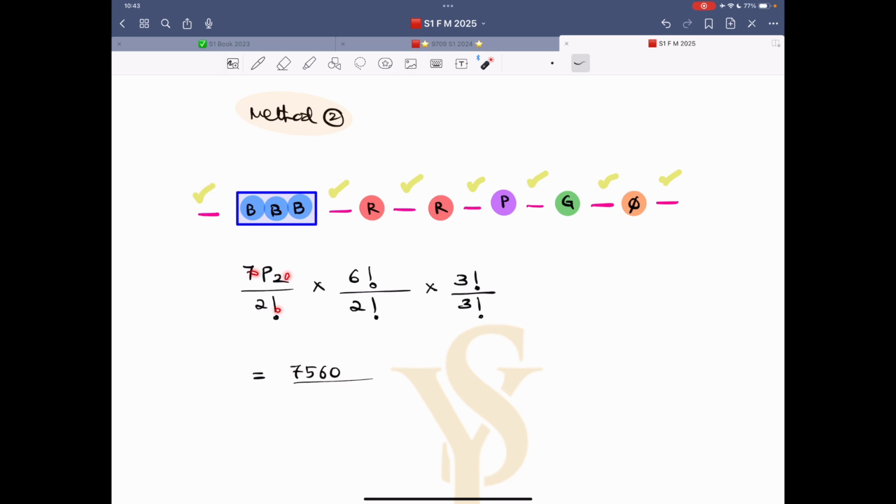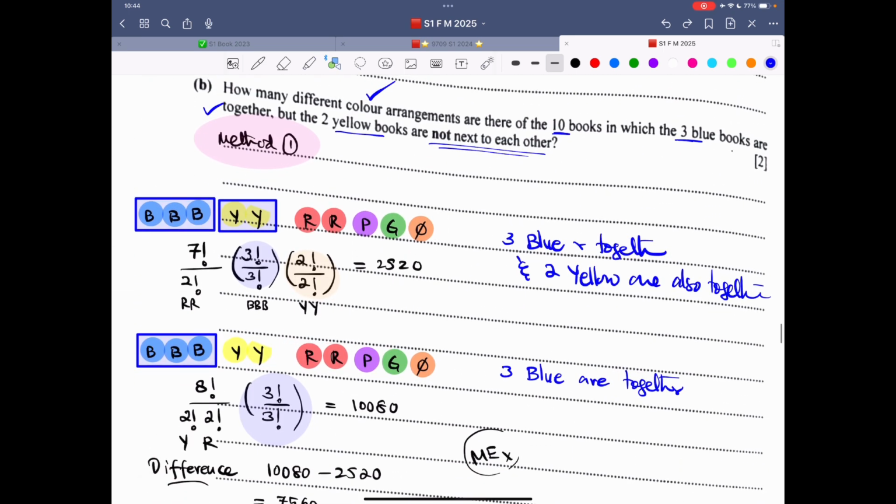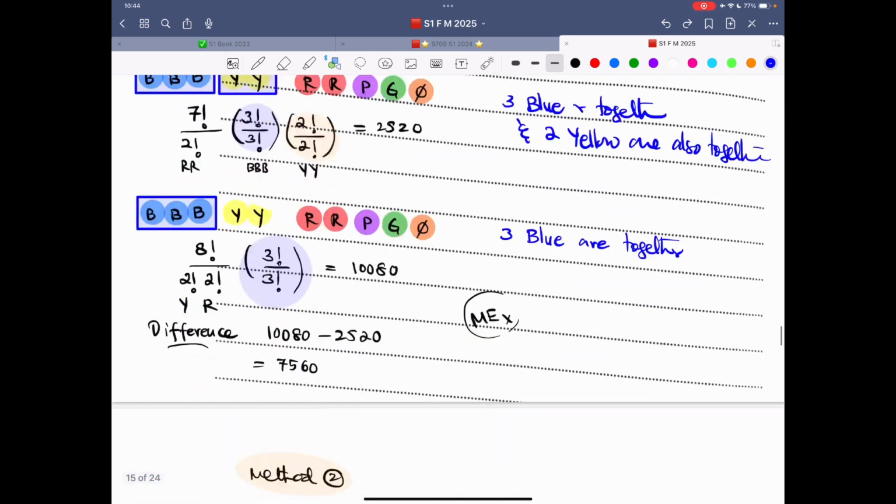So 7P2 over 2 factorial, this is for the 2 yellows. 6 factorial over 2 factorial, this is for the 2 reds. 3 factorial over 3 factorial, this is for the 3 blues over here. That is done like this. Got it? So of course this is the direct answer, and the earlier answer is based upon subtraction. Both methods are equally beautiful.